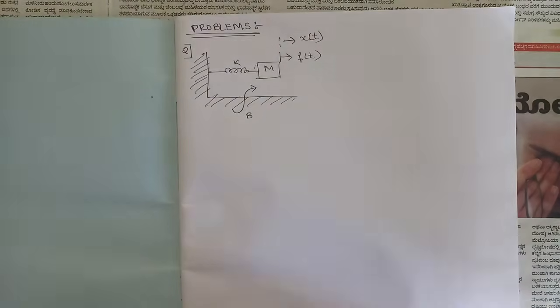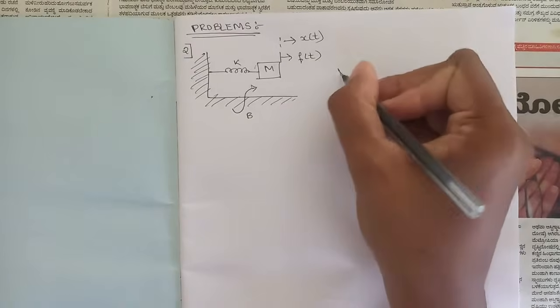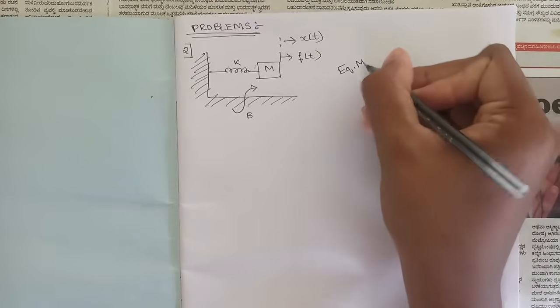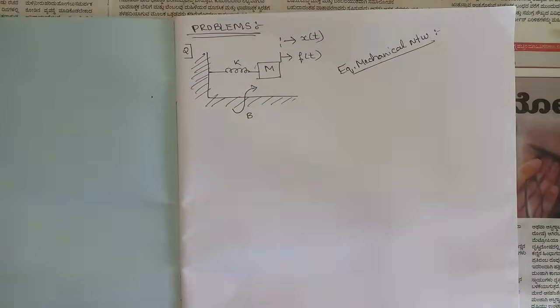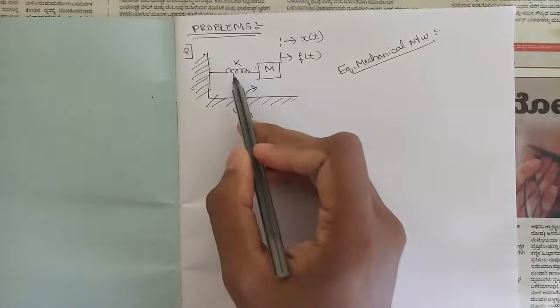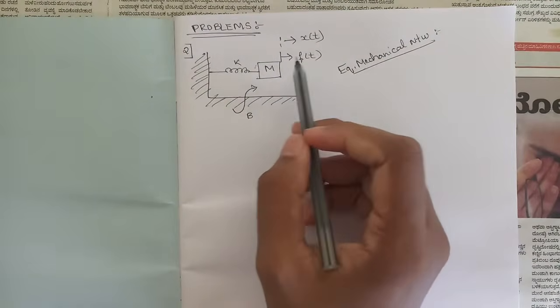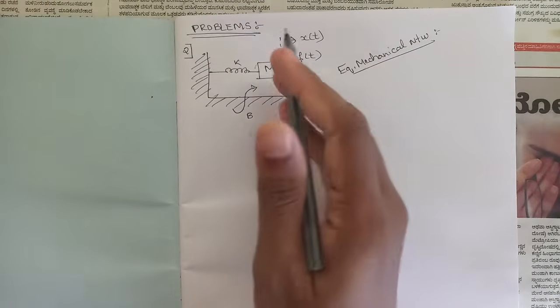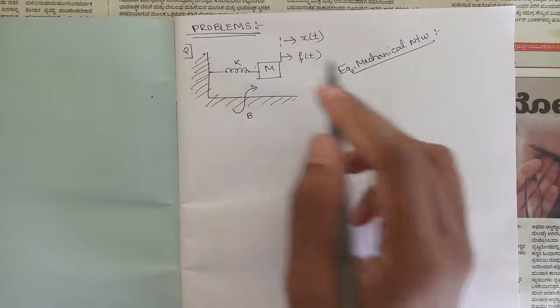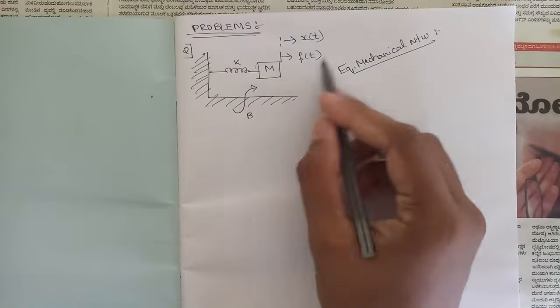So the first step here is we need to write the equivalent mechanical network, right? First we have the components in this system: spring, mass and force, and this is the displacement happening. Because of this displacement, this mass is getting displaced, along with that this spring is getting displaced. Force is responsible for this.